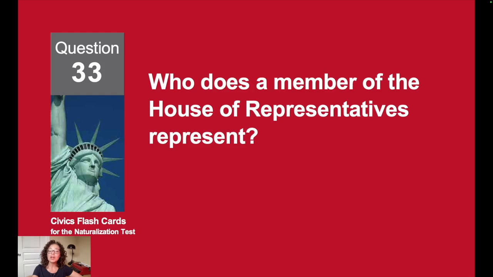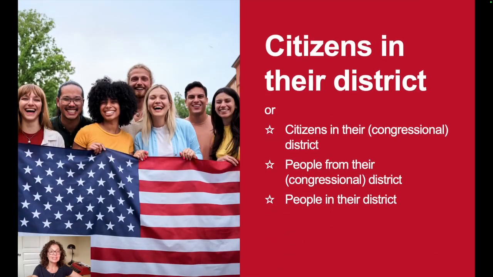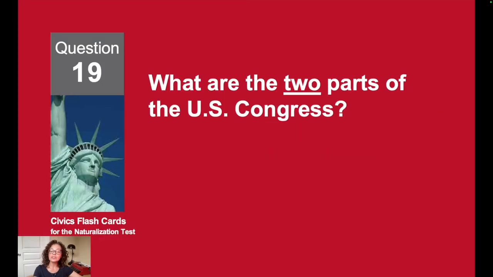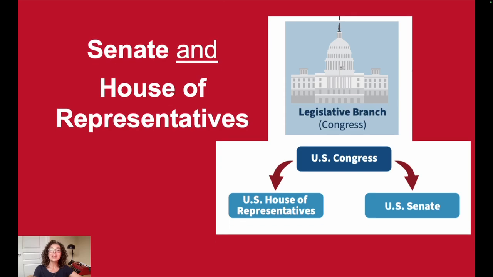Now, who does a member of the House of Representatives represent? Citizens in their district. What are the 2 parts of the U.S. Congress? The Senate and House of Representatives.